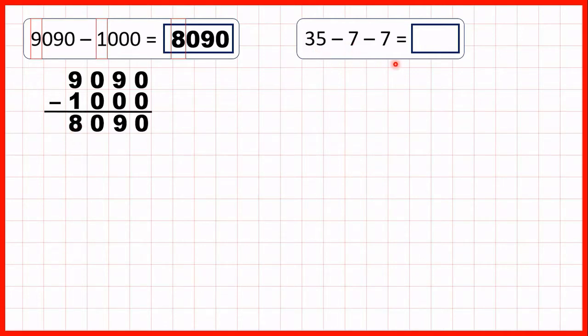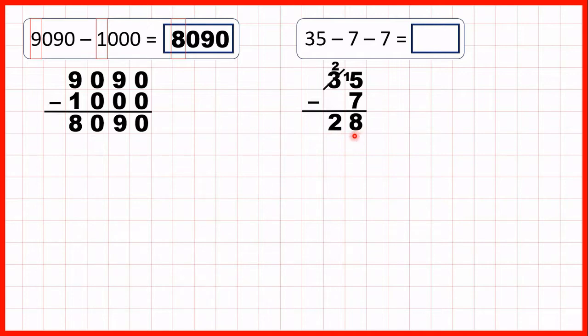35 minus 7 minus 7. Well, let's start with 35 minus 7. We can't do 5 minus 7, so we go to the left, 1 less, 1 in front. 15 minus 7 is 8, 2 minus nothing is 2.